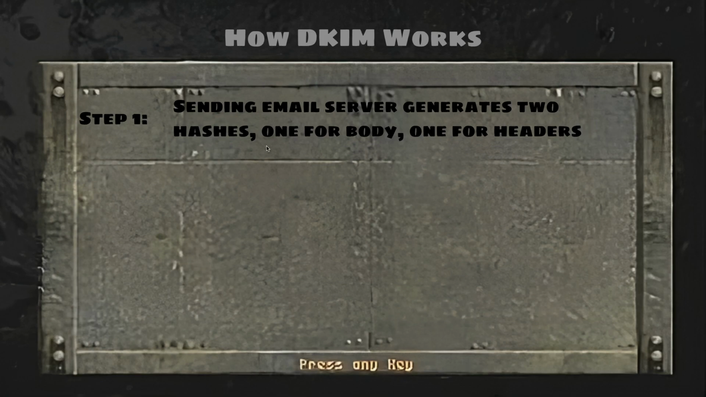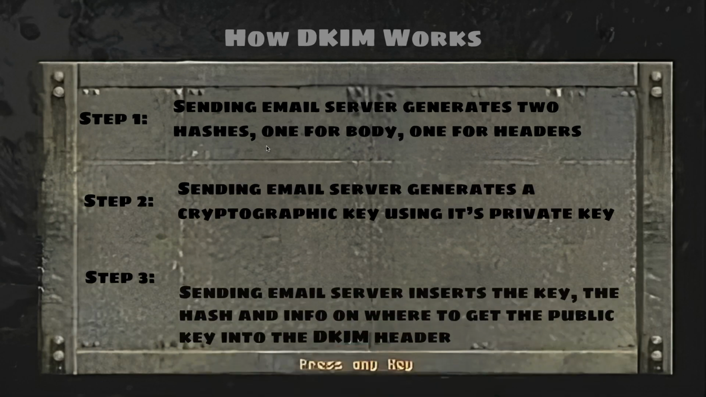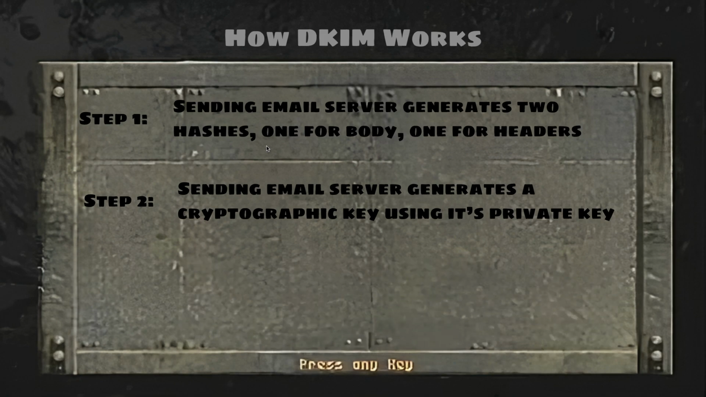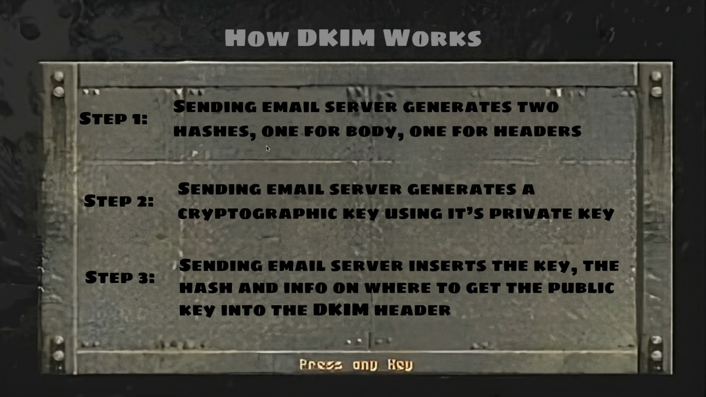So step one is the sending email server generates 2 hashes, one for the body and one for the headers. It then generates a cryptographic signature using the private key. And then last but not least, it inserts that signature and hash, along with info on where to get the public key, into the DKIM header. So that inserts it into another header inside of the email. That's a key point for DKIM. Everything the receiving server needs to validate that signature and validate that email is included in the email, in one of the headers.